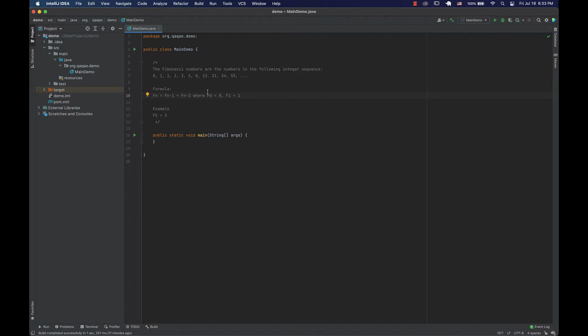So also it's important to mention that the Fibonacci number at position 0 would be 0, and the Fibonacci number at position 1 would be 1. And I'll give you an example. The Fibonacci number of position 5 would be 5. So basically it's 2 plus 3. Okay, to calculate it, we're gonna use recursion.